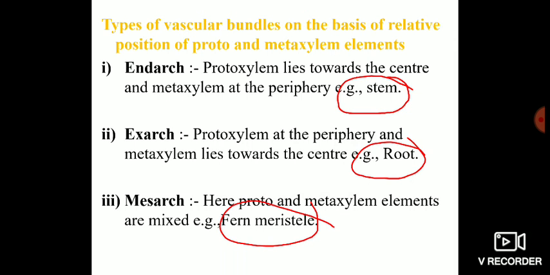I will repeat this one. Types of vascular bundles on the basis of relative position of proto and metaxylem elements. There are three types. The first one is endarch. In endarch condition, protoxylem lies towards the center and metaxylem lies towards the periphery. That means the direction of development is from center towards the periphery, centrifugal. Exarch condition is when protoxylem is at the periphery and metaxylem lies towards the center. That means direction of development is towards the center, centripetal. Example is root.